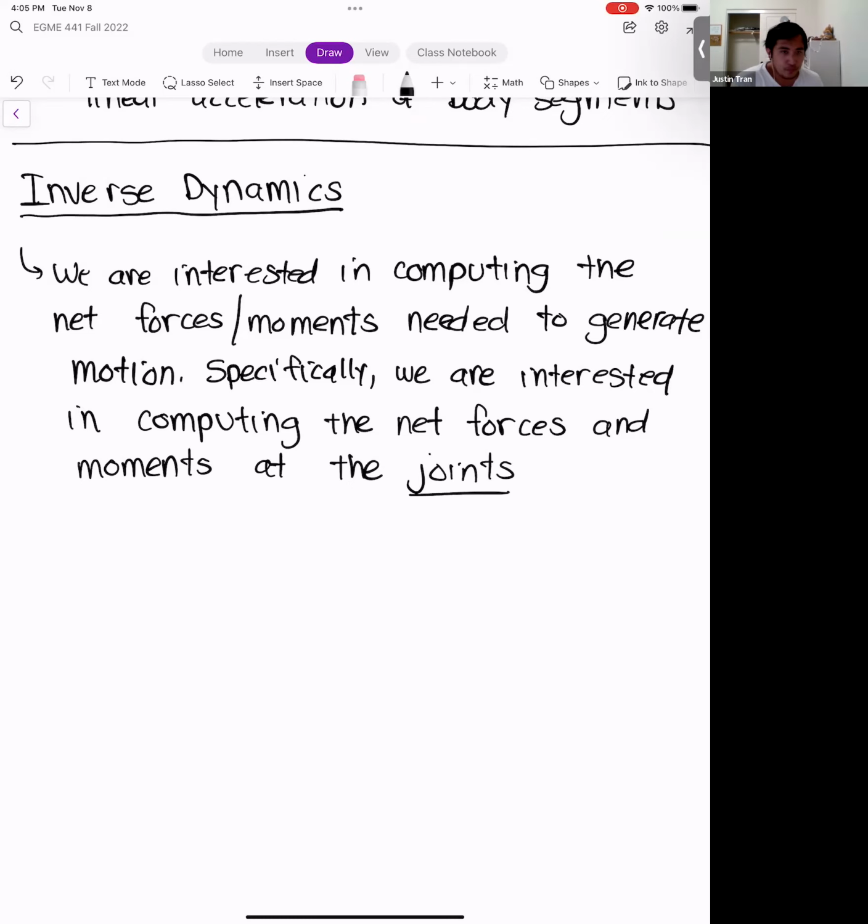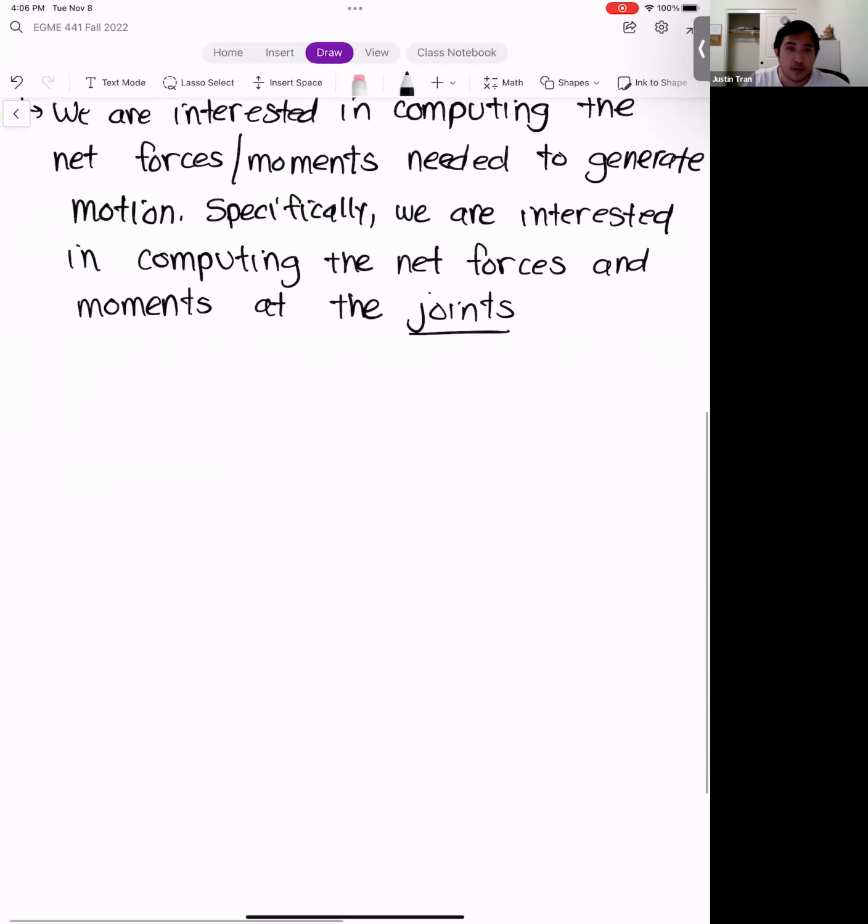Very similar to what we did for the static analysis in this class, it's just now we're going to do it with dynamics, okay? The biggest difference that you'll see is that, instead of setting the sum of the forces equal to 0 and the sum of the moments equal to 0, we're going to set them equal to the equations of motion. So we're going to have mass times acceleration and moment of inertia times the angular acceleration. I think this is what we ended with last time.